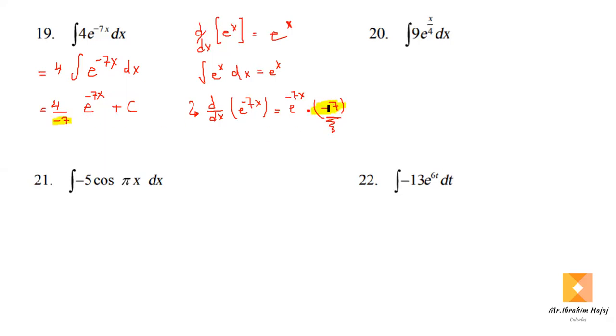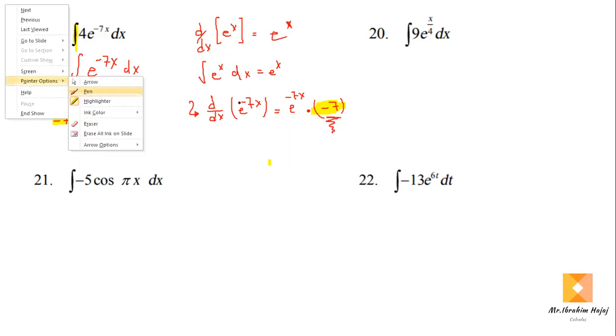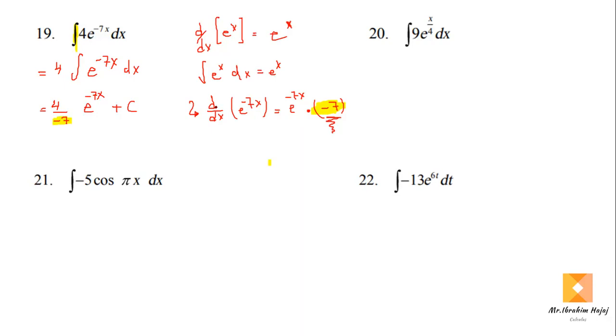We should divide by negative 7. Why? Because in differentiation, using the chain rule, we multiplied by negative 7, but in integration we divide by negative 7. Is it clear? Sorry, in the derivative d over dx, the chain rule says the derivative of e to the power of negative 7x is e to the power of negative 7x the same, and then multiply by the inner function, the exponent.